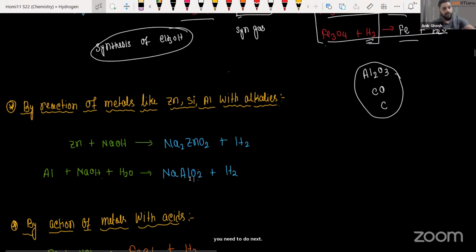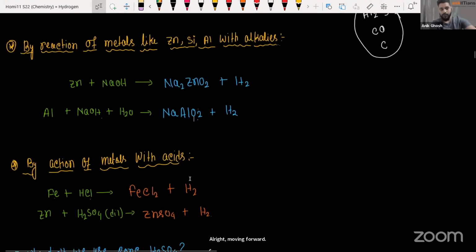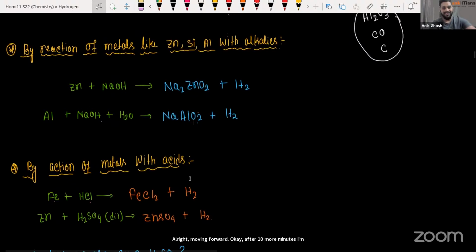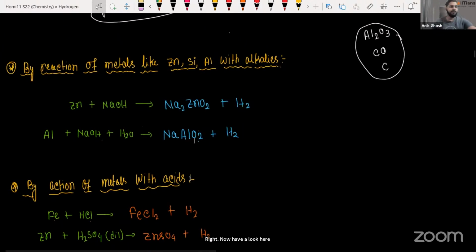All right, guys. Moving forward. After 10 more minutes, I'm going to give you a short break as well. Now, have a look here. We are learning how to produce hydrogen through different methods. First we learned the basic method of forming hydrogen, which is the way we make it in industries.